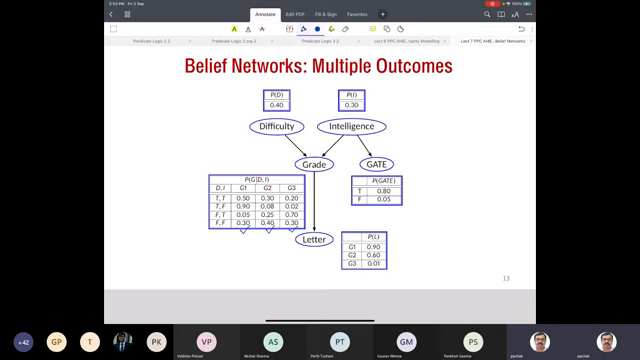This sum will be 1. Previously it was true or false, but now it can have multiple values. So when you go to multiple values, instead of true and false, you now have 3 grades. Chances are, if it is difficult and your intelligence is high, then it's 50% to grade 1, 30% to grade 2, and the rest to grade 3.